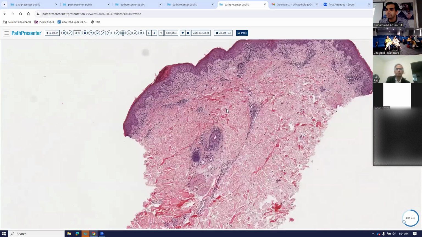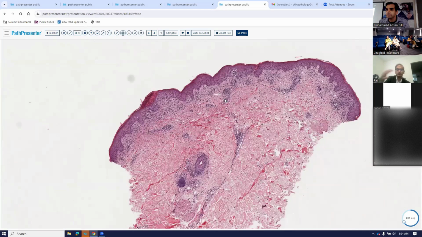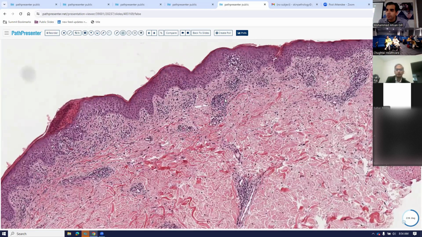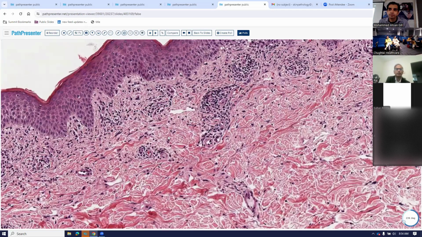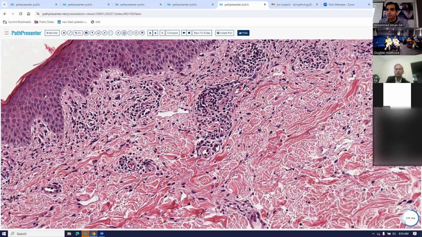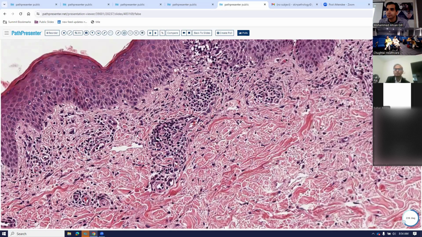So now if you go high power and look at this infiltrate, you're most likely dealing with a perivascular dermatitis because it's mostly a perivascular inflammation in the dermis. So now if you go high power and you start looking at this infiltrate, it is composed of a lot of lymphocytes. But then if I start looking around, do I see?